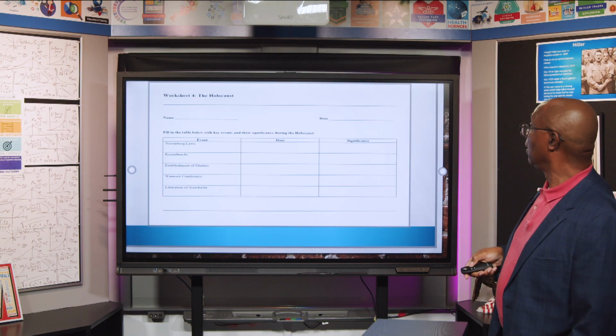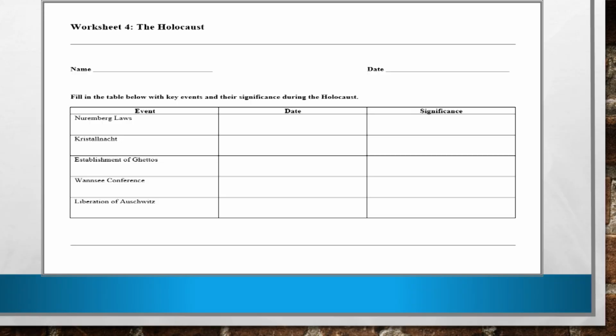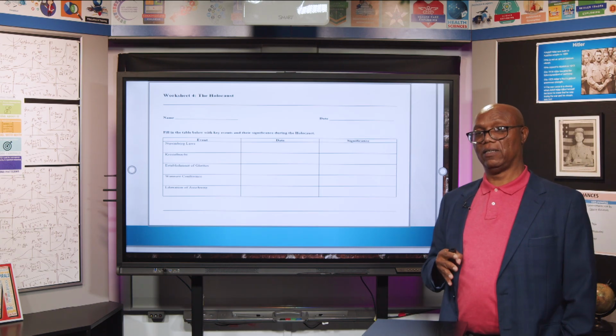All right, the next thing we want you to do, of course, is complete the worksheet that we have on the Holocaust. What we want you to do, of course, is fill the table below in with key events and their significance during the Holocaust. And just like we always do, I'll go ahead and do one for you. Let's take Kristallnacht, since we've talked about that to some degree.